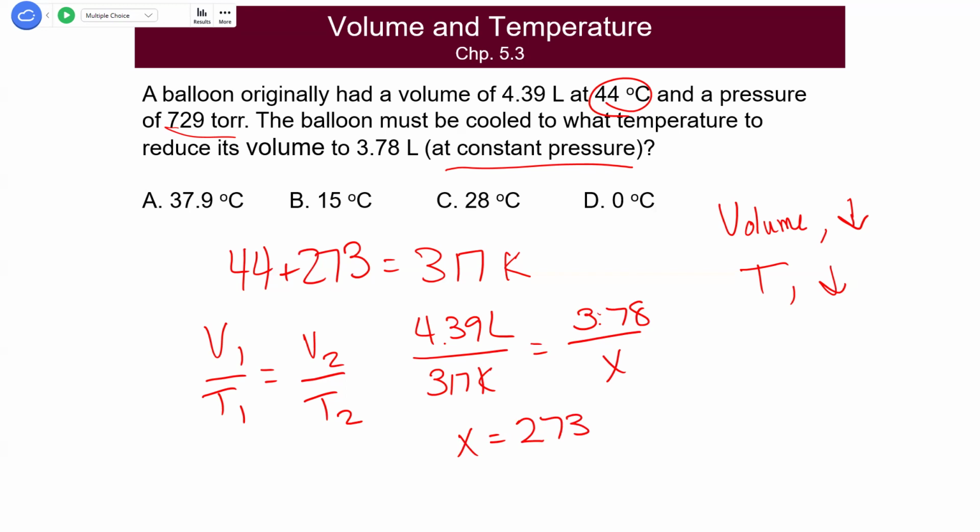But what unit is this in? Kelvin. What are our answer choices in? Celsius. So let's repoll. You get 30 seconds for this one.